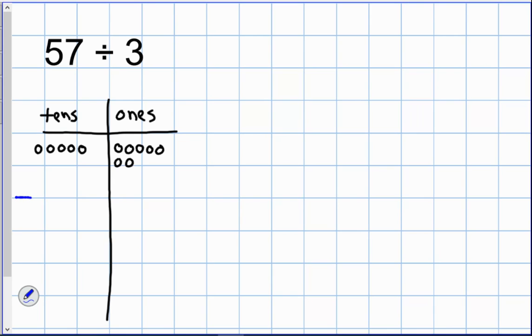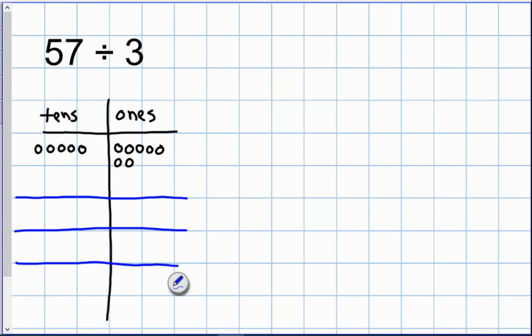In class, we've been making rows, and this is where graph paper can be helpful in math. Actually, it's very helpful in a lot of ways in math. I make these 3 rows, which represent the divisor, and then I would start moving my tens first and dividing them evenly into the rows. So there's 3 tens, one in each row. I'm left with 2 tens. I can't divide 2 tens into 3 groups evenly.